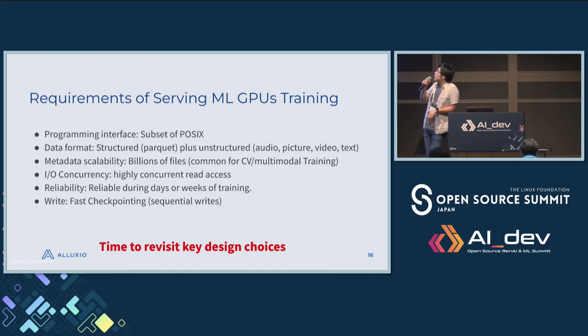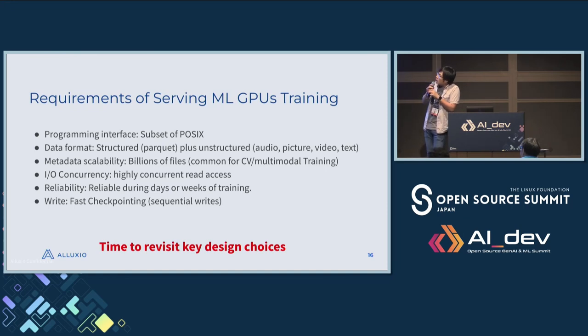First of all, the programming interface is very different. In the big data world, everything is standardized to the HDFS interface, the Hadoop distributed file system interface. But for the machine learning world, most of these frameworks and modelers are so used to downloading a data set to the laptop, taking a small part of the data set onto the laptop, and playing with it. So our programs are so used to using POSIX or something similar to POSIX. Essentially, we found a subset of the POSIX interface is very important to enable machine learning and AI workloads.